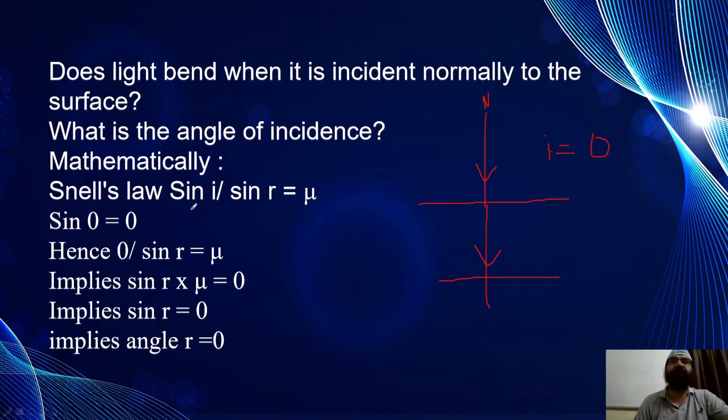We just understood that as per Snell's law, the sine of angle of incidence upon sine of angle of refraction is a constant, which is known as the refractive index of medium 2 with respect to medium 1. So if in this case my I is 0, the angle of incidence is 0, which means sine 0. And we know that sine 0, the value is 0. Hence 0 upon sine r should be equal to the constant. Which means if I cross multiply, the constant into sine r should be equal to 0. Now this constant can't be 0, which means sine r should be 0. So if sine r is 0, it means that r also is 0. So we have proved that when the angle of incidence is 0, the angle of refraction also is 0, which means the light passes undeviated.